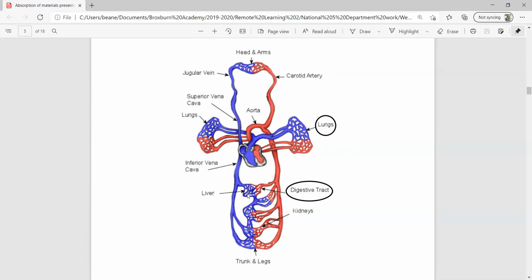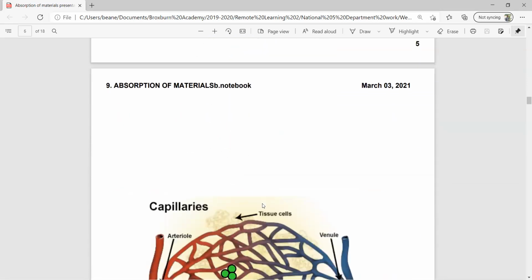We sometimes call the areas that surround these tissues capillary beds. So we're going to zoom in now. It could be any of these areas at all. You can see these mesh-like areas. These are capillary beds within the tissues that make up our organs. So let's zoom in a little bit and see what they are like.